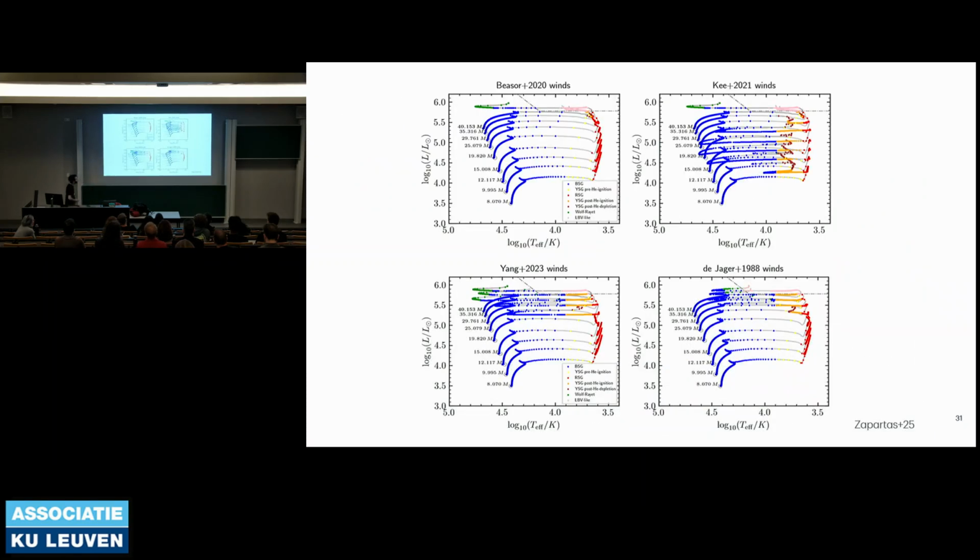And these are the results in the HR diagram and the evolution. Here each point shows equal time steps, around 1,000 years, and you can see the different results for each prescription. For Bizor, you can see that during most of the lifetime the star stays in the red supergiant phase. From the Key et al. results, you can see that it does not stay very long in the red supergiant phase, and it strips off the star, moving it to hotter temperatures.